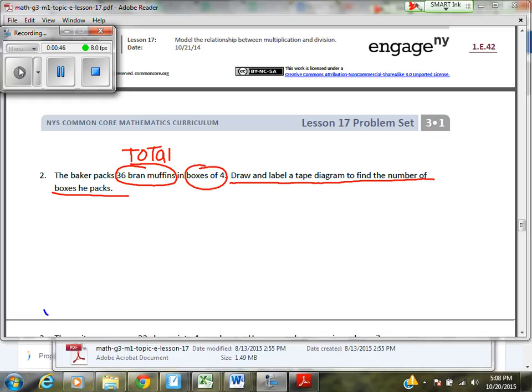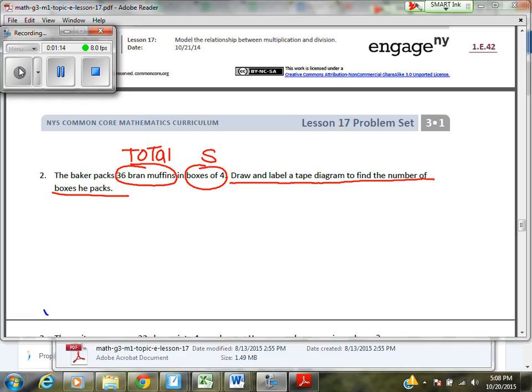Now, when I'm thinking about multiplication and division, I know there's 3 parts. There's the total, there's the size of the groups, and there are the groups. So I have to ask myself, is boxes of 4 the groups or the size of the groups? Well, it's the size of the groups. It's telling me how many are in the boxes. So this is the size. So now I am going to have to figure out how many groups. In this case, the groups are the boxes.